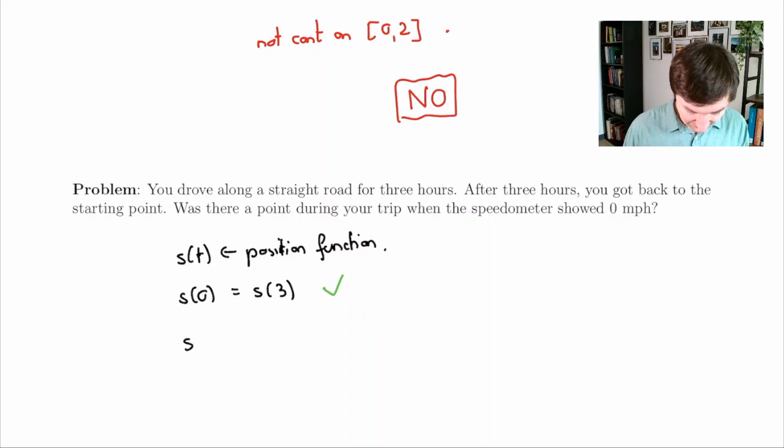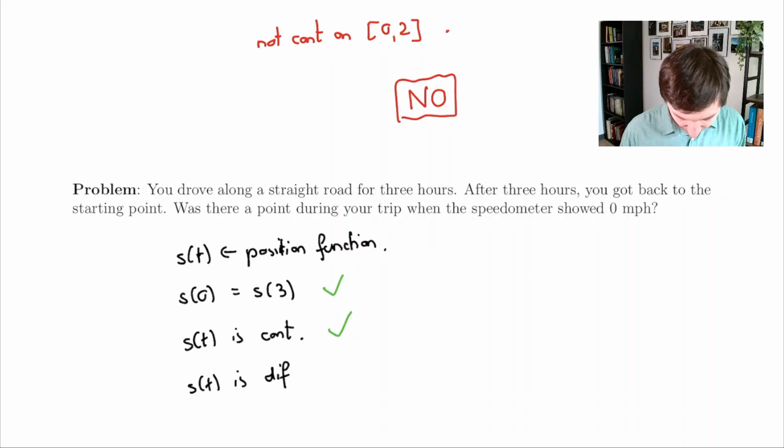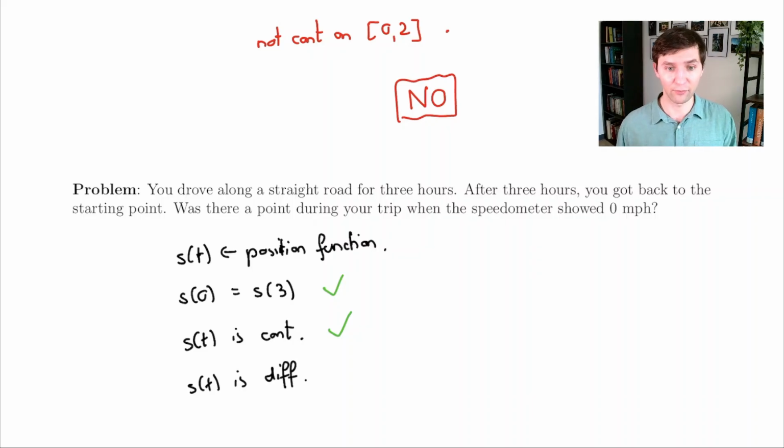What's more, s of t is continuous. You do not teleport yourself from one place on the earth to the other. You continuously change your position in the world, which means the position function is continuous. Finally, is s of t differentiable? And I believe it is differentiable everywhere.